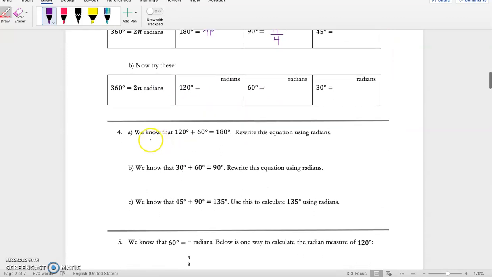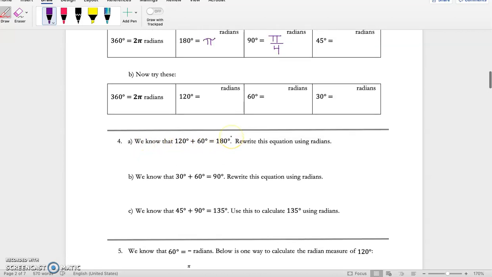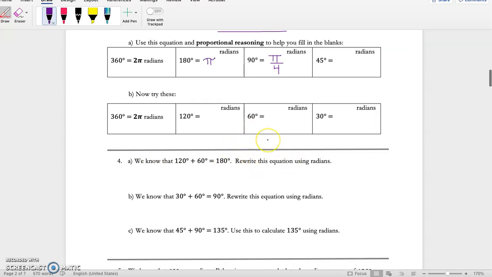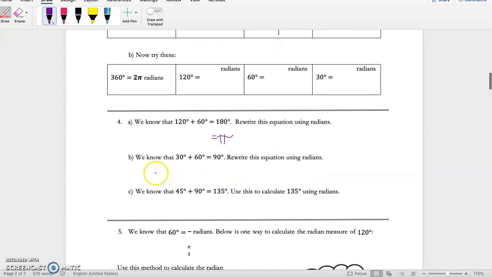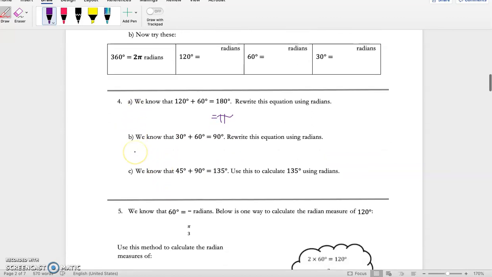Okay, let's look at number 4. What does this say? We know that 120 plus 60 degrees is equal to 180. Rewrite this equation using radians, right? So once you have that chart filled out, you're just going to substitute in those. Once you figure out what 120 degrees is in radians, plus whatever 60 degrees is, that's all going to equal pi, right? And then see if that makes sense when you do it. All right, and then you can do that for B and C of question 4.